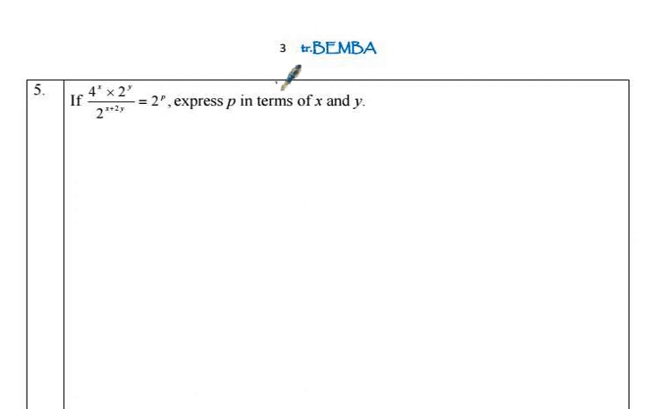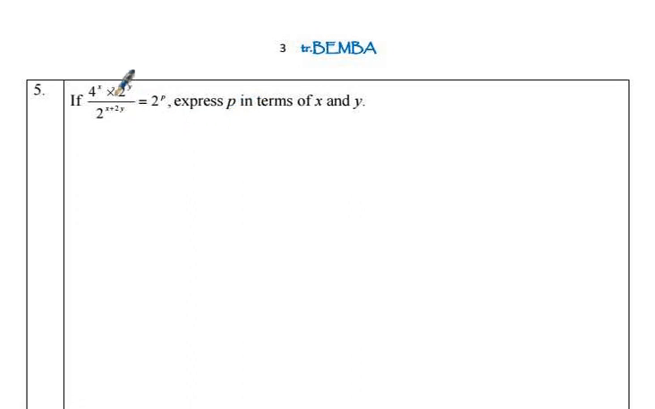Question 5. We have been given this 4 to power x. I hope you're able to see the powers. 2 to power y. It is not 2y, it is a small number up here. And then we also have a number in the denominator, 2 to power p. And we are told to express p in terms of x and y. So we are supposed to make p the subject.